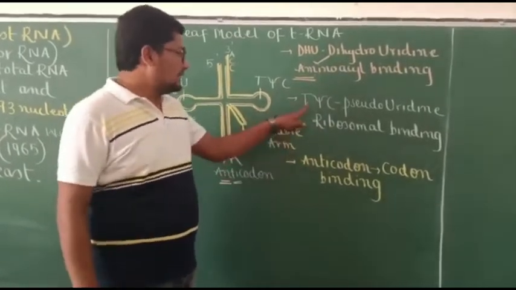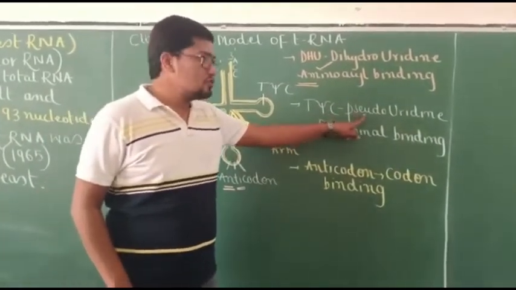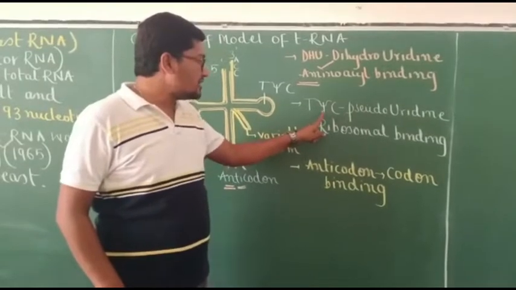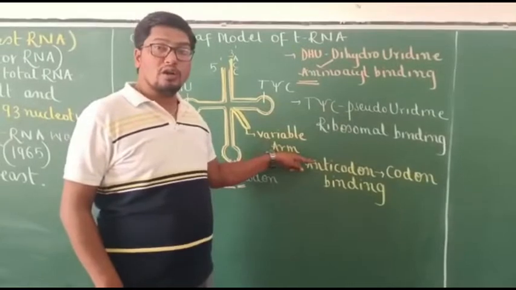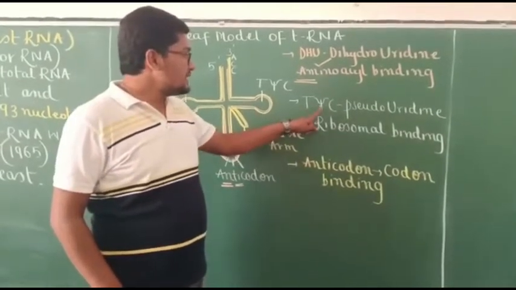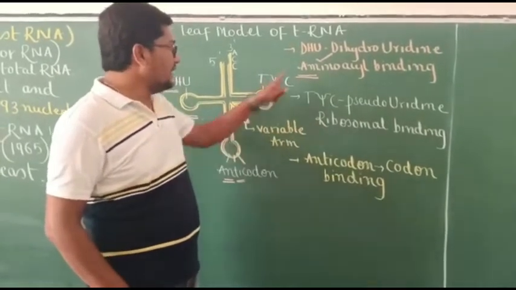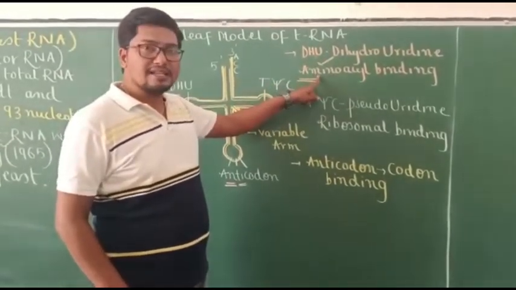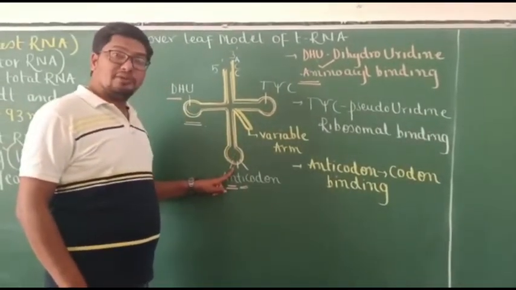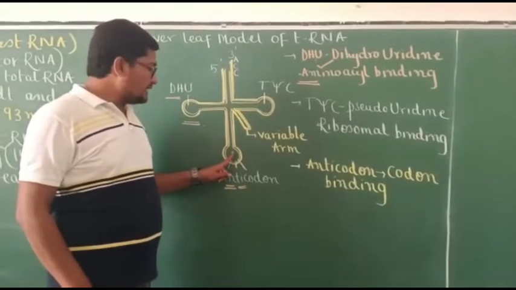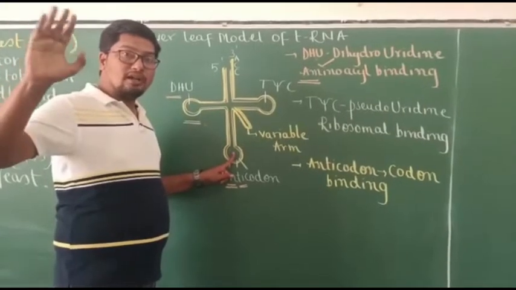Okay, next. The third arm which I told you, that is T-Psi-C, where Psi stands for pseudouridine. What is the function of this arm? With this arm itself, tRNA binds to what? Ribosome. So that's why T-Psi-C is the ribosomal binding arm of the tRNA. DHU is the amino acyl binding arm of the tRNA. And the second arm I already told you, that is the anticodon arm. And the anticodon arm is responsible for what? Binding with the codons present on mRNA.